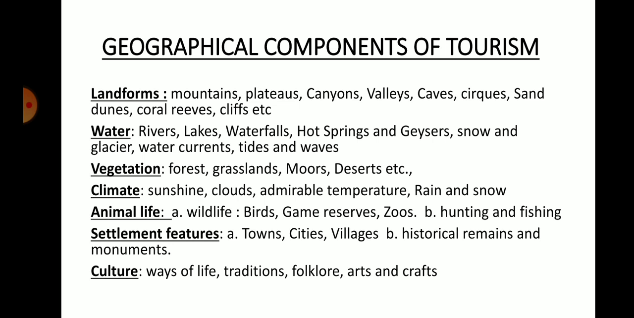Then the third category is vegetation, such as forests, grassland, moors. Moors means barren wasteland, deserts, etc. Then climate: sunshine, clouds, admirable temperature, rain and snow. Then animal life, such as wildlife, birds, game reserves, zoos, hunting and fishing.